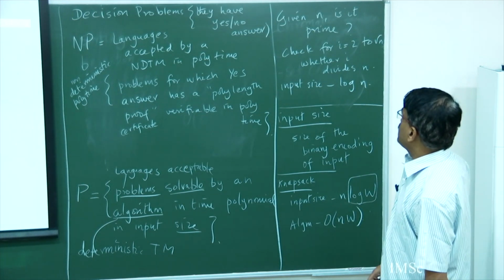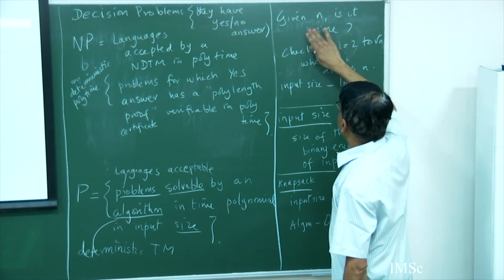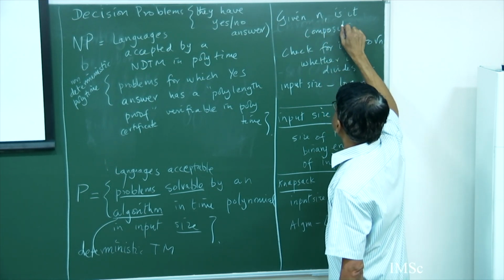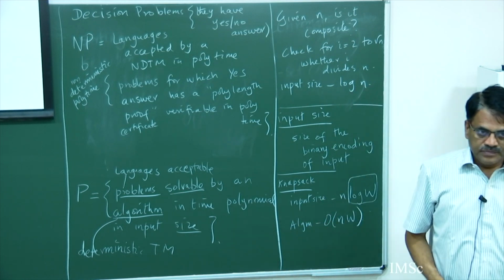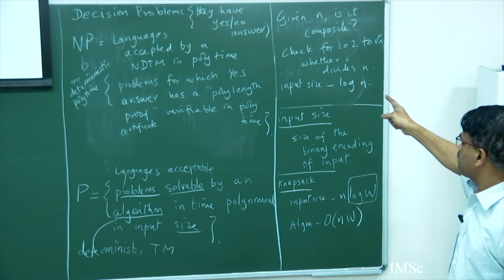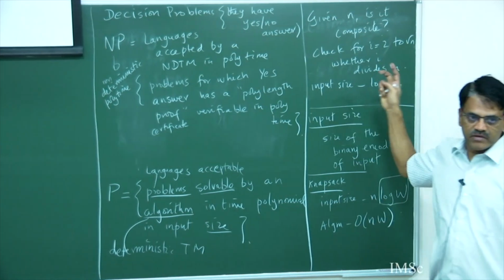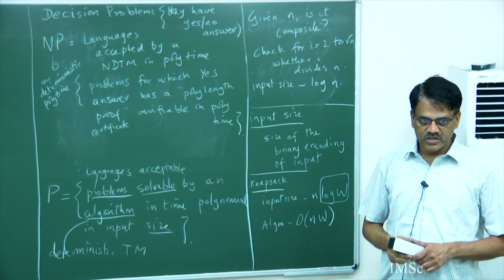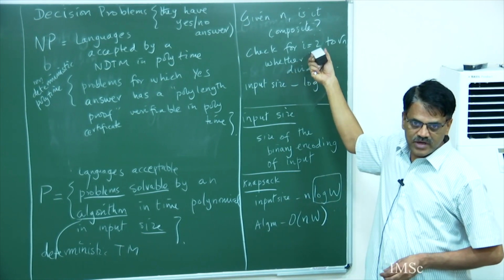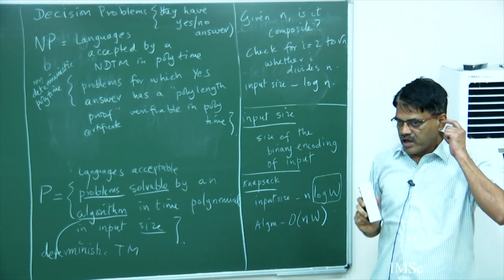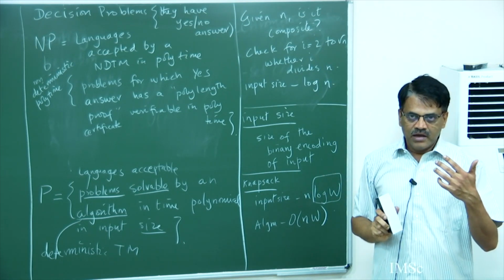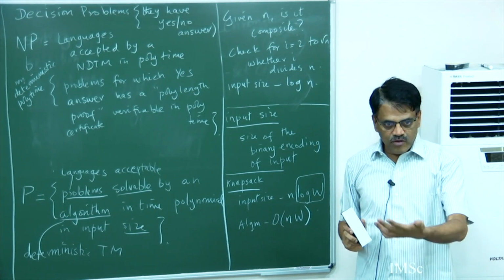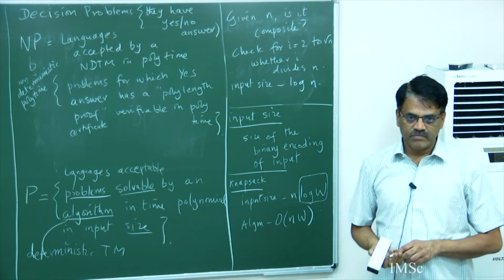So for example, I ask the question: is the number composite? The same algorithm, checking for i equal to 2 to n whether i divides n, will work, because it answers prime; whenever it's not a prime, it's composite. Again, this is not a polynomial time algorithm, as we discussed, because the input size is log n. But now I am not interested in a solution. I am just saying, for the yes answer, can you give me a proof which I can verify easily?